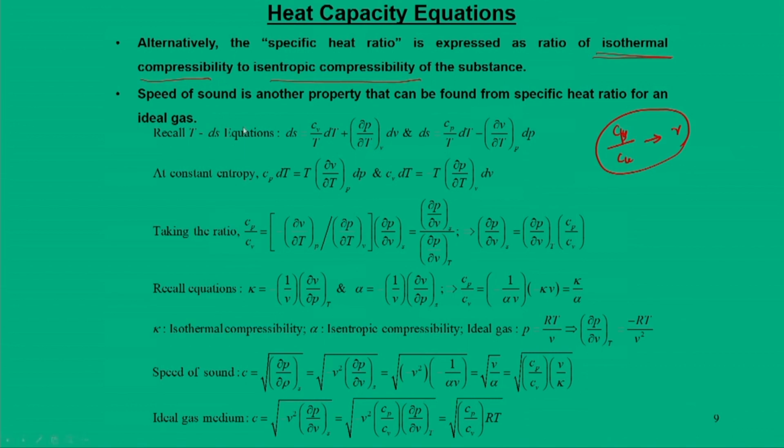So, again here the first fundamental two equations we need to recall are the TdS equations. ds is equal to Cv by T dT plus dou P by dou T at constant V dV, and ds is equal to Cp by T dT minus dou V by dou T at constant P into dP.